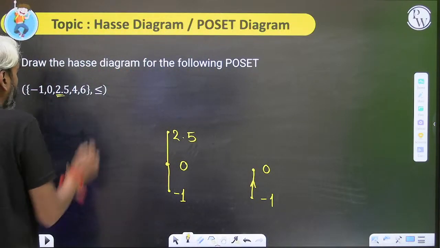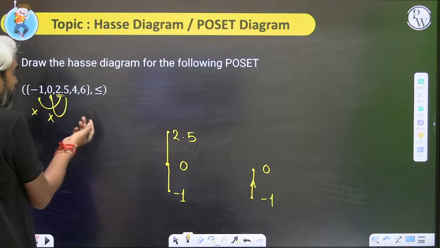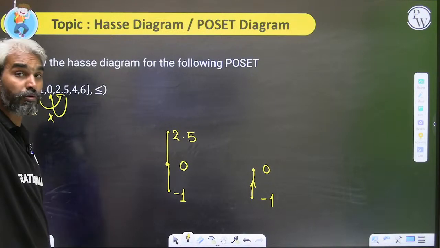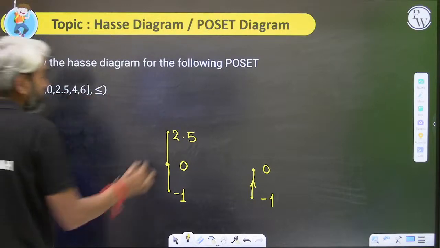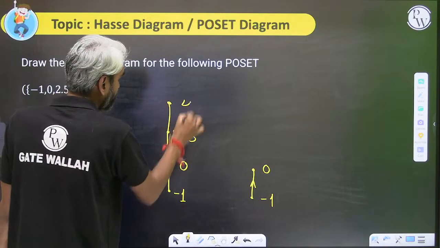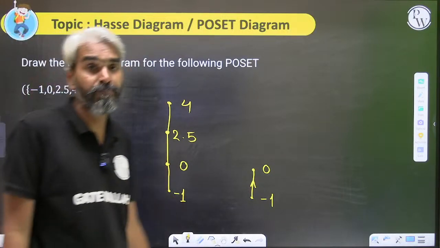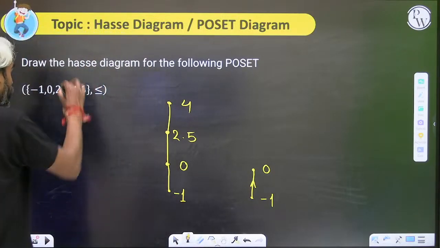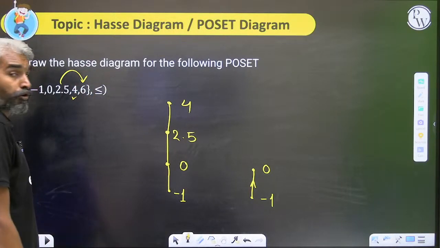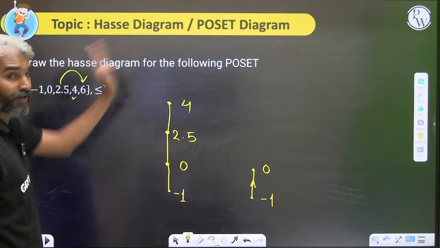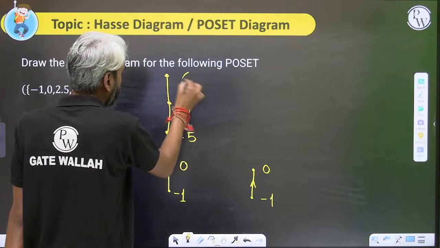Next is 2.5. Sir, 2.5 does not relate with -1. 2.5 does not relate with 0. 2.5 relates with 2.5, but there will be no loop. Apart from that, 2.5 relates with 4, and there is no such element such that 2.5 relates with x and x relates to 4. Therefore, there will be a direct edge between 2.5 and 4. Now, 2.5 relates with 6, but there is an element 4. Therefore, there will be no direct edge from 2.5 to 6. Done. Next one is 4. Sir, 4 relates with 6.